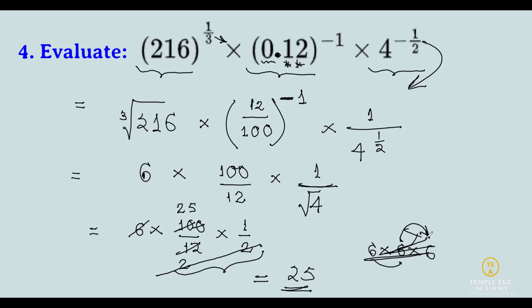All right. So each area of this problem was handled separately with different rules. 216 to the power 1 over 3, eventually we developed 6 there. 0.12 to the power minus 1, eventually 100 divided by 12. 4 to the power minus half eventually gave us 1 over square root of 4, and then we were able to pull this through. All right. So let us take on the next example. So come with me and stay with me.